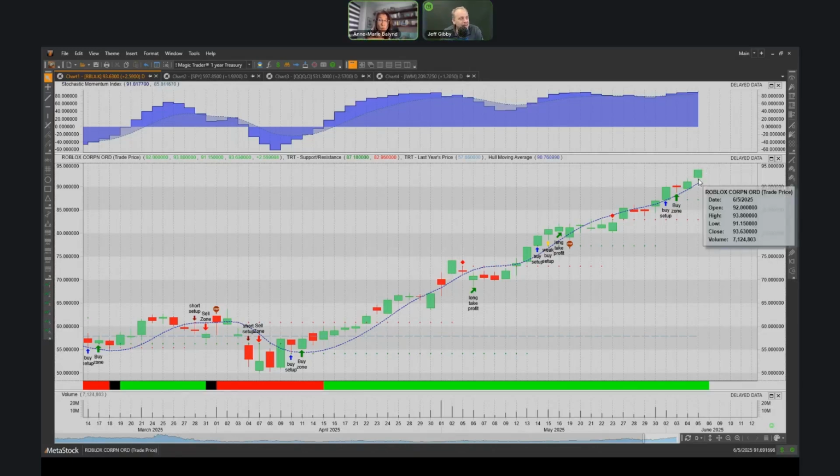And when something goes to 95, very often it tries to hit the big fat round number of 100. What are your thoughts on this one? I've been in it for a minute. It's very strong. It's holding the moving averages very well. It's still got buy zones that make for great spots on the dip. So let's look at a weekly chart. Okay, sure.